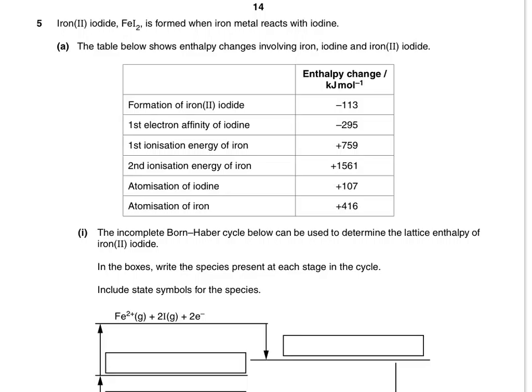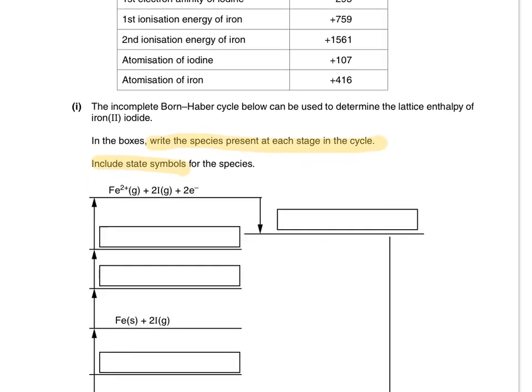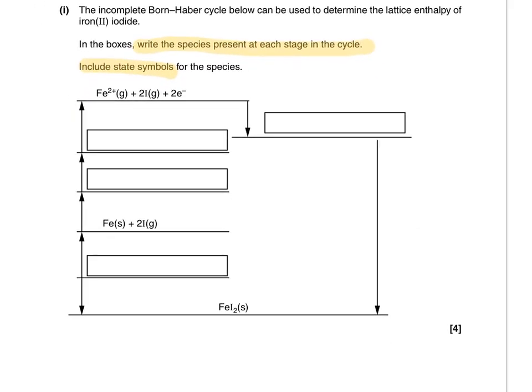Okay, so we've rolled out into the changes. What they want you to do is write the species that are present at each stage in the cycle and include the state symbols. So let's pop those in. So I'll mark each of those.